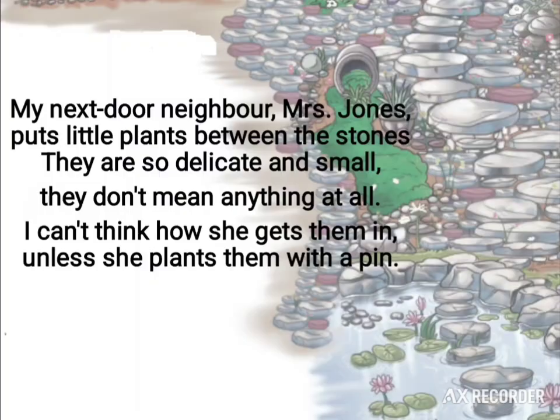So the poet says that unless Mrs. Jones plants them with the help of a pin, nothing can be planted there. The plants are so small and the gaps between the pebbles are also very small. So planting any plant in them is actually difficult. And maybe Mrs. Jones uses a pin to plant those plants inside. I hope you have understood this second stanza as well. Now let's move on to the third stanza.